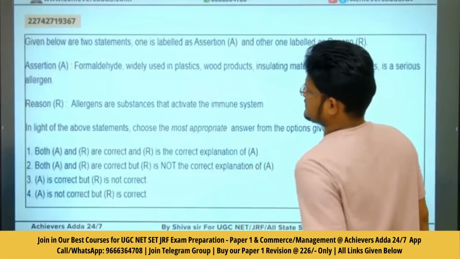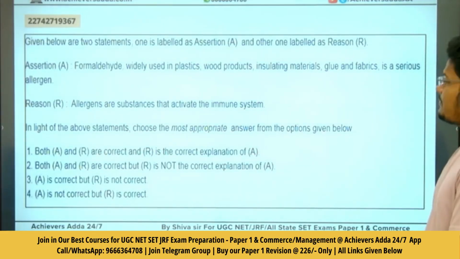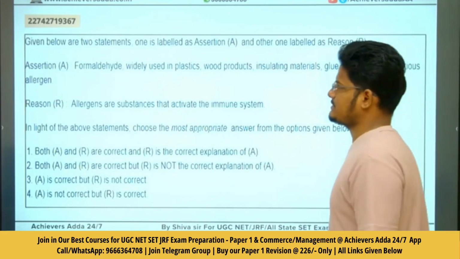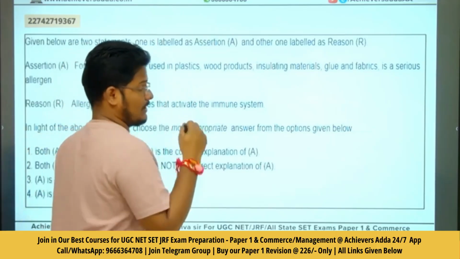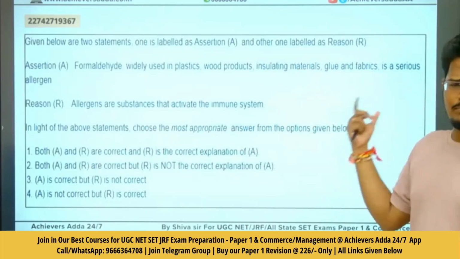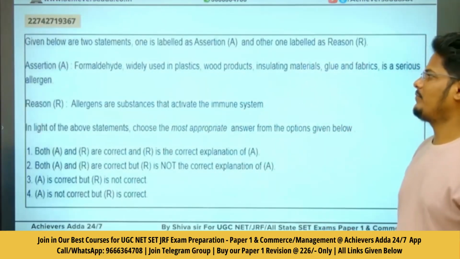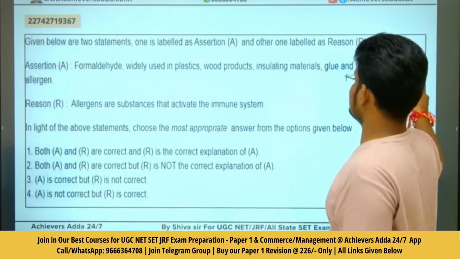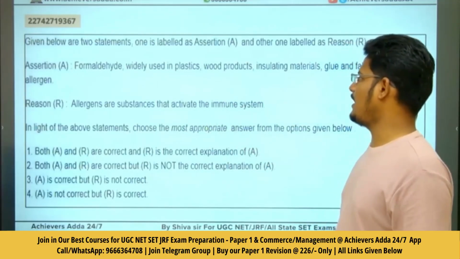Formaldehyde, which we discussed yesterday, is widely used in plastic, wood products, insulating materials, glue and fabric, and is a serious allergen. Allergens are substances that activate the immune system. Actually, these are used everywhere. So formaldehyde pollutants will be released from building materials, plastic, wood products, insulating materials which are burning in nature, glue, fabrics and plywood. All these will release formaldehyde, and this creates allergies. These allergens are substances that can activate the immune system.